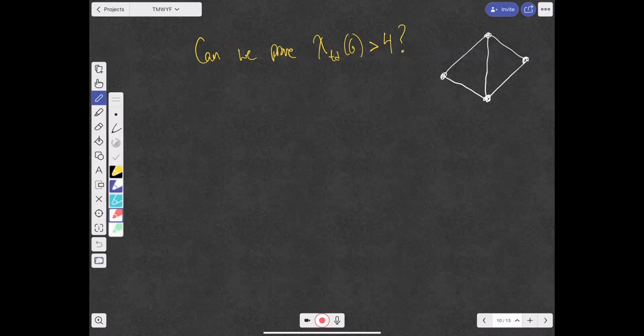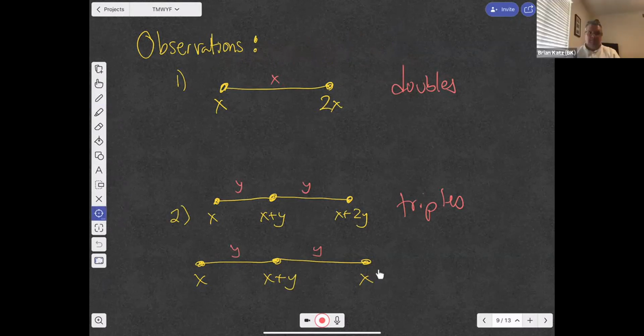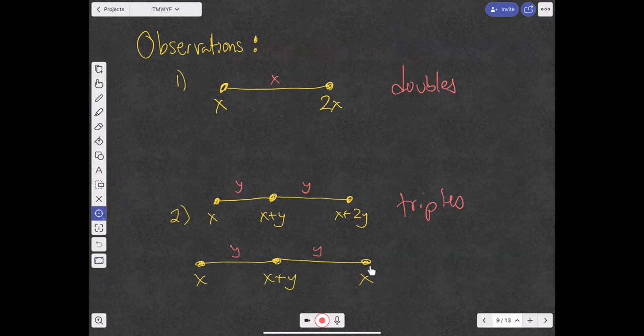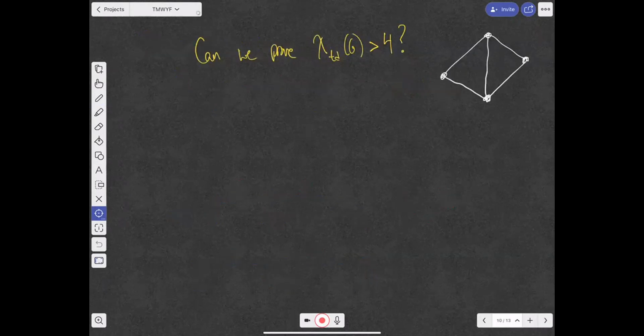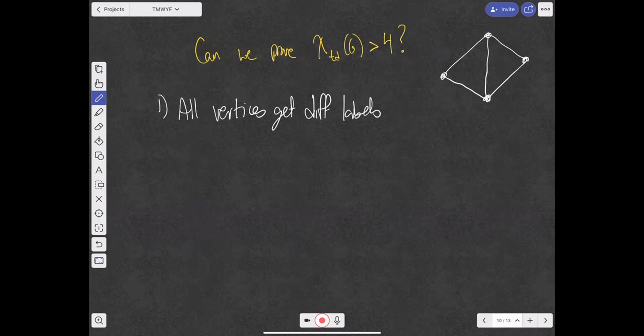So I think one of the key observations here is basically this thing about triples. The point about triples, at least the second definition of triples down here, is that if you're distance 2 away from another vertex, you have to be different. You can't get the same label. And in here, all vertices are distance at most 2 apart. And so all of them have to get different labels. So that's like the first observation. So all the vertices get different labels.